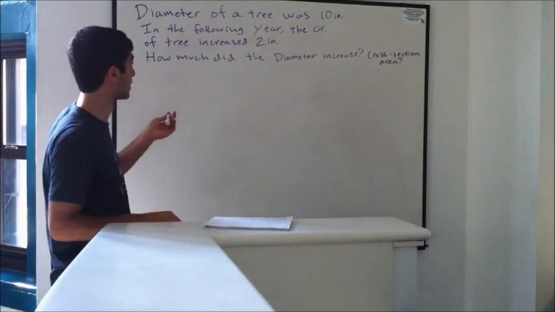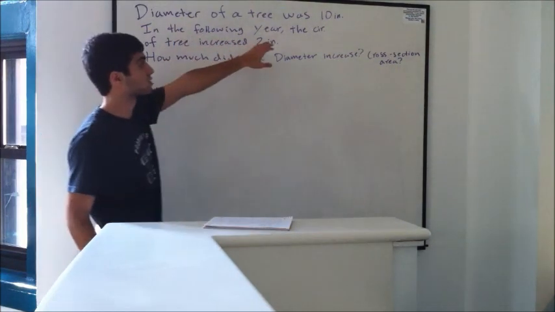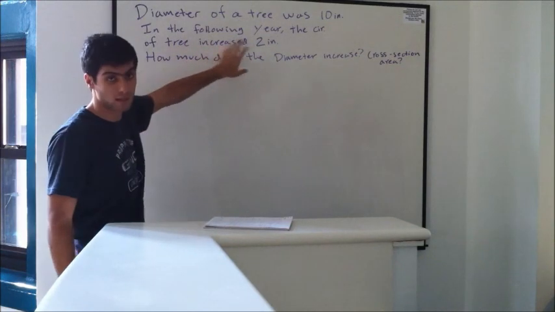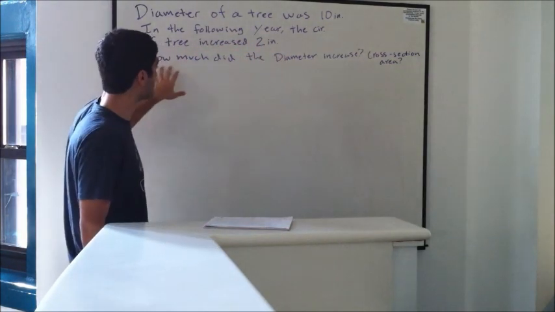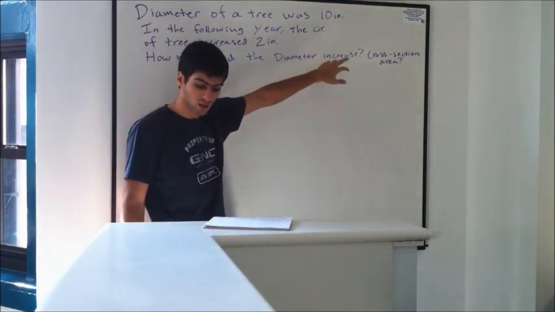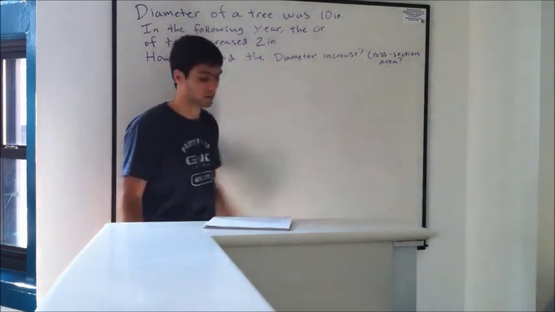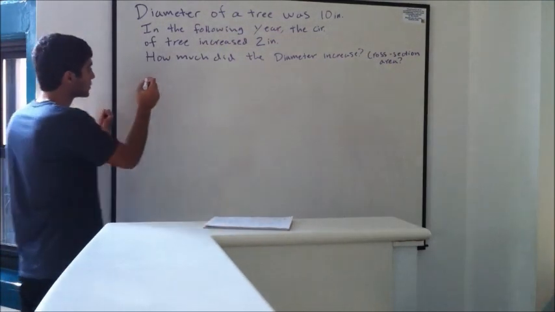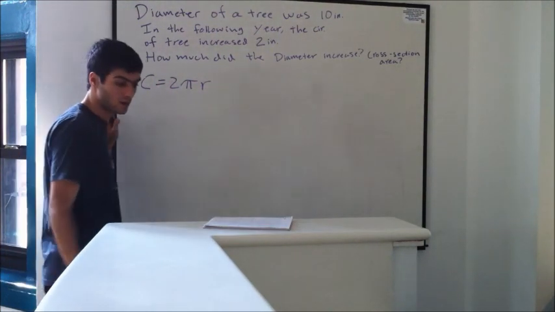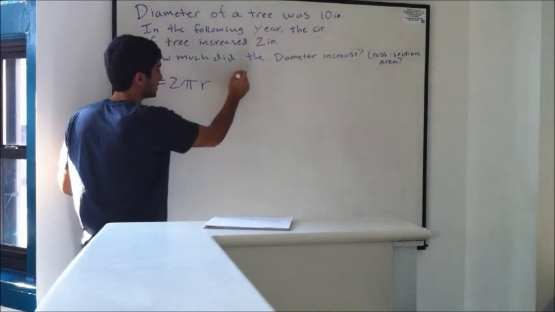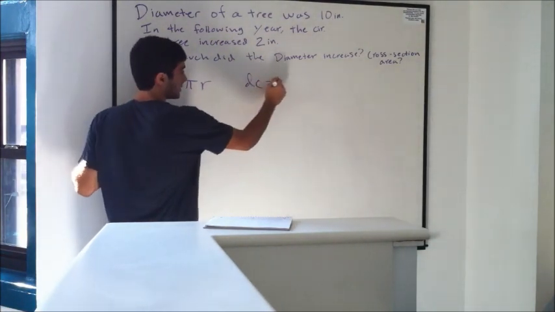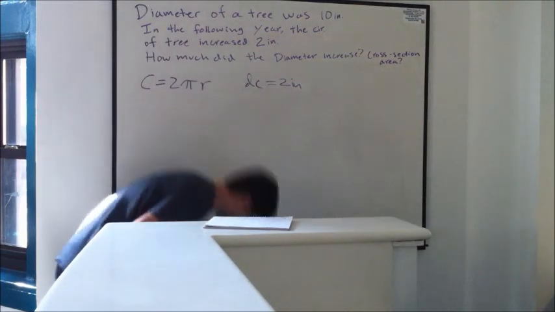Okay, so here we have another problem. It tells us that the diameter of a tree was 10 inches, and in the following year, the circumference of that tree increased by 2 inches. So the problem asks us to find how much the diameter increased and how much the cross-sectional area increased. So we know that the circumference is equal to 2 pi r. And we're told that the change in circumference is 2 inches.